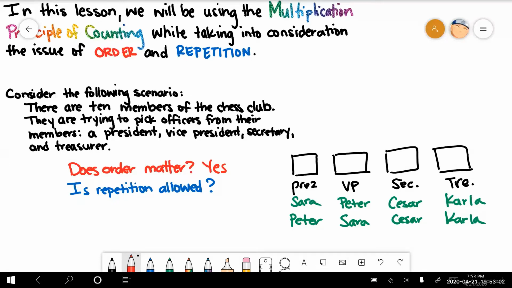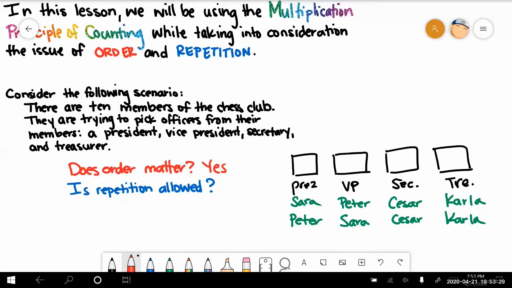So when we're thinking about does order matter, we have to think about not necessarily how these positions would have been picked in real life, but more about if I had positions set, does swapping around names on those positions change the outcome?